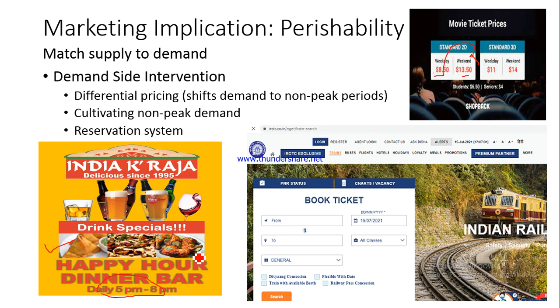And then you can go in for a reservation system wherein the customer will reserve much in advance of his consumption. So if I want to go from Pithoragarh to, let's say, Delhi, and I want to take a train from Haldwani to Delhi on 1st of December, I can book my tickets well in advance. Now the Indian Railways have a clear idea of what would be the demand on 1st of December, and then they can adjust their supply to this particular demand. So you can go in for these kind of reservation systems as well.